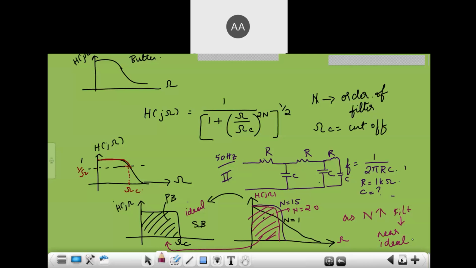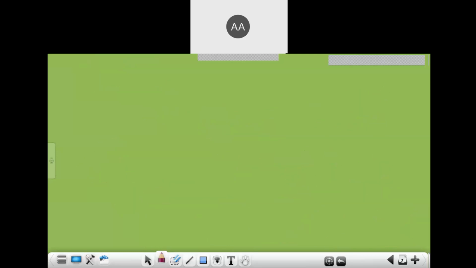Okay, so I hope you have understood this. There are a few observations which you need to understand with respect to your Butterworth filter. What are those? I'll write it down. Please note down first, then we will see in detail.